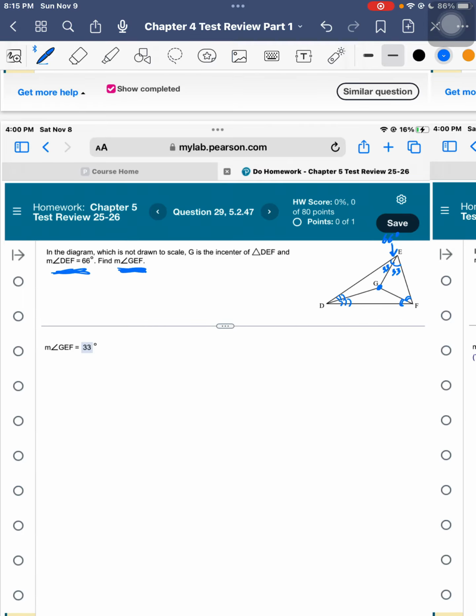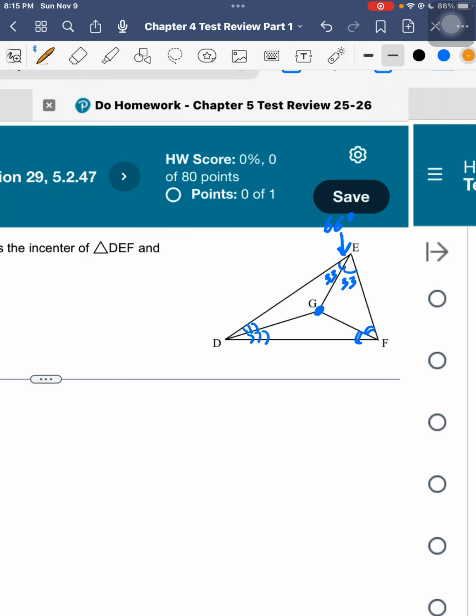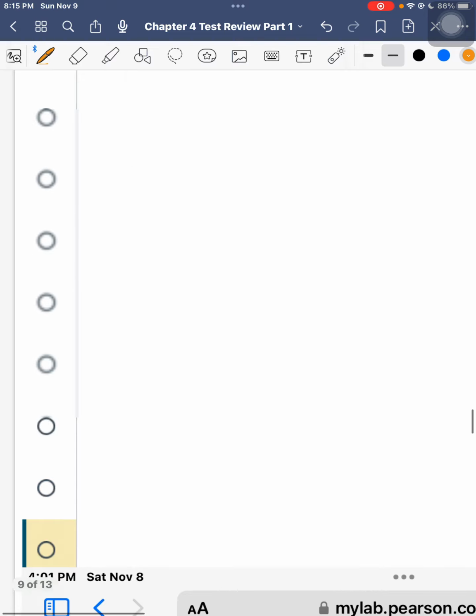Find the measure of GEF. So where is G? GEF. GEF. Boom, right there. Look at that. I already found my answer, and I haven't even really thought about the answer yet. I've just been writing what they give me, and writing what they gave me already gave me the answer. It is 33.